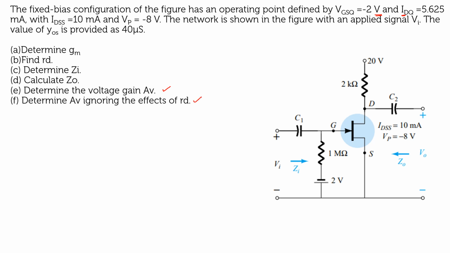Okay, so the figure, you know that it is a fixed bias configuration. So what is this resistance? That is RG and this is RD, right? So how will you draw the AC equivalent model of a fixed bias configuration?